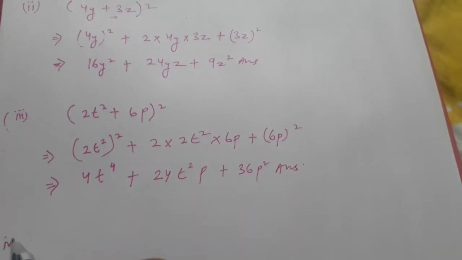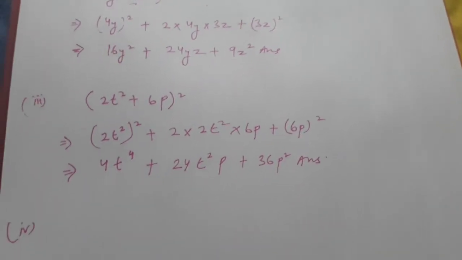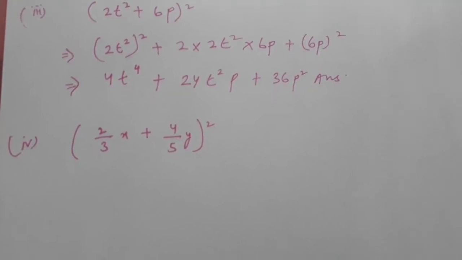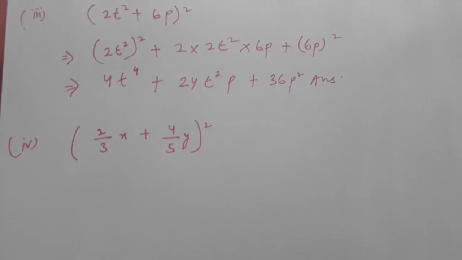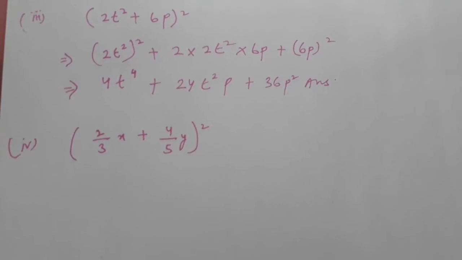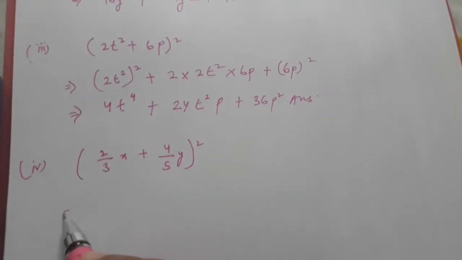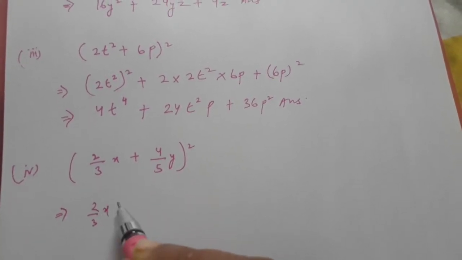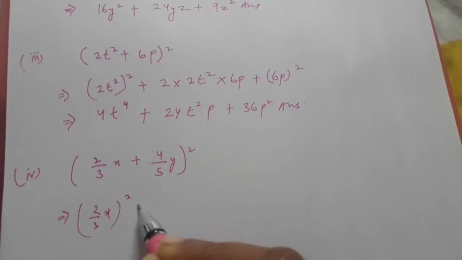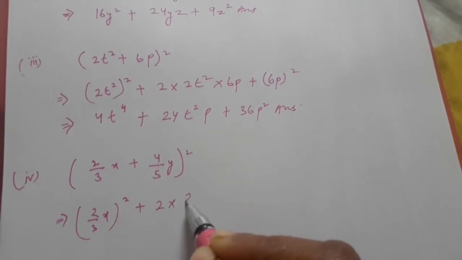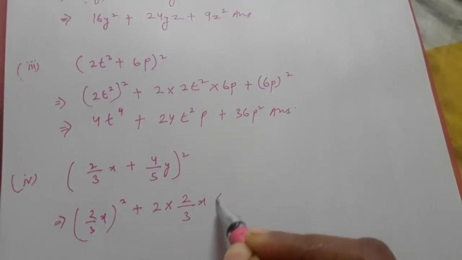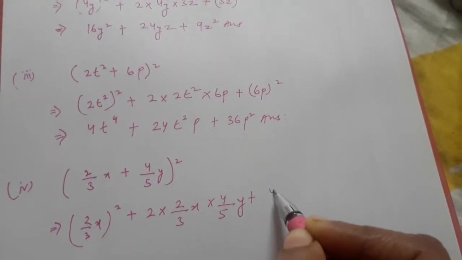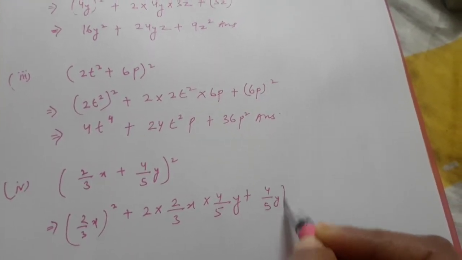Let's move to the fourth part. The fourth part is 2 by 3x plus 4 by 5y whole raised to the power 2. So here a square is 2 by 3x square, plus 2 into 2 by 3x into 4 by 5y, plus 4 by 5y square.